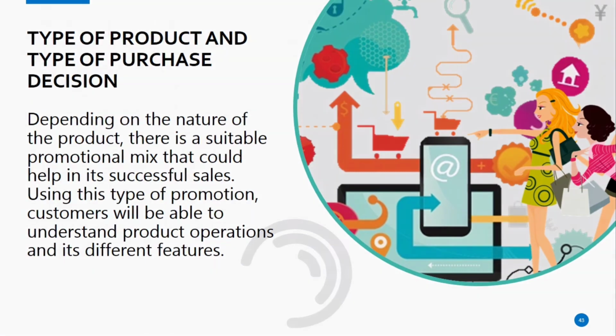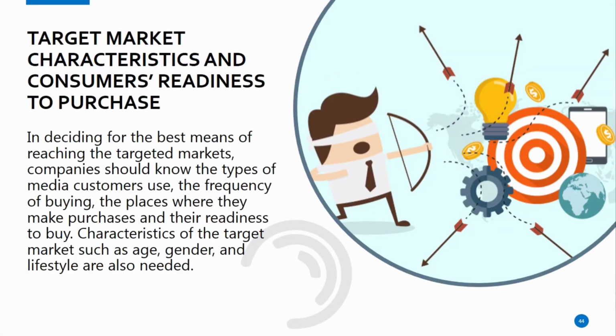Next is target market characteristics and consumers' readiness to purchase. In deciding for the best means of reaching the targeted markets, companies should know the types of media customers use, the frequency of buying, the places where they make purchases, and their readiness to buy.